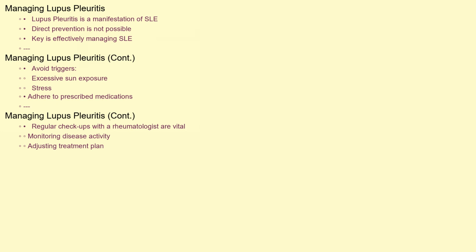Since lupus pleuritis is a manifestation of SLE, preventing its development directly is not possible. However, managing SLE effectively is key. This includes avoiding triggers like excessive sun exposure, managing stress, and adhering to prescribed medications. Regular check-ups with a rheumatologist are vital for monitoring disease activity and making timely adjustments to the treatment plan.